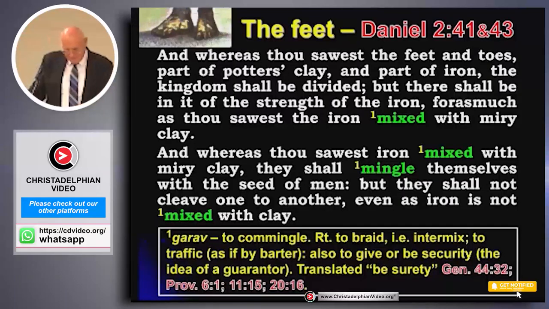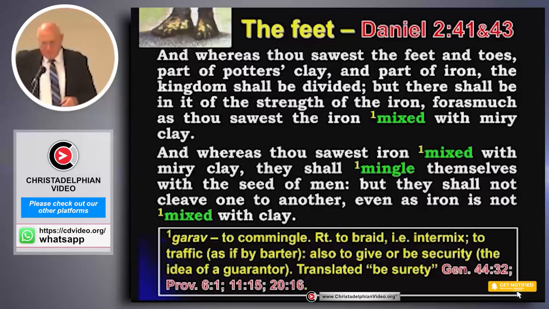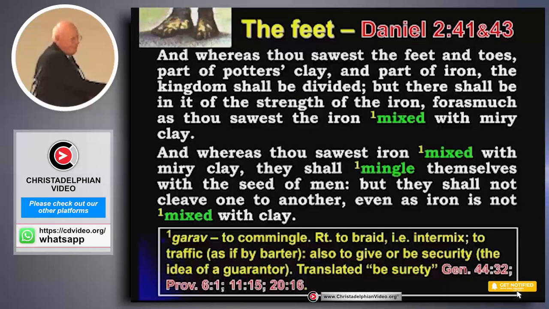Let's read on. It says, "for as much as thou sawest the iron mixed with miry clay." Now stop for a second. You see this word mixed in the green on the screen here? Little number one takes you down to this word. It's garav. It means primarily to co-mingle. We'd use the word mix for co-mingling something, wouldn't we? That's good. But in the Hebrew, the root means to braid or to intermix, and even to traffic as if by bartering.